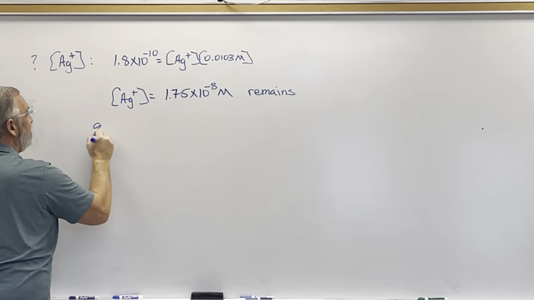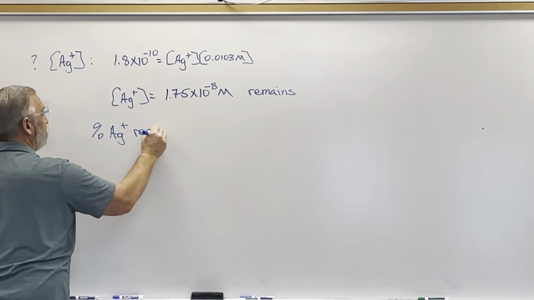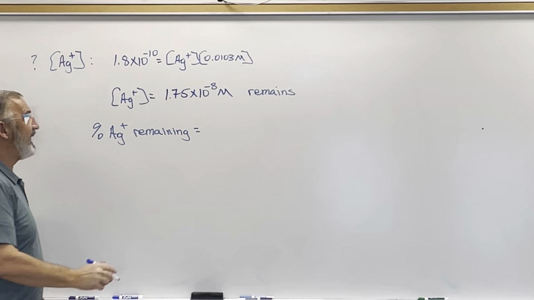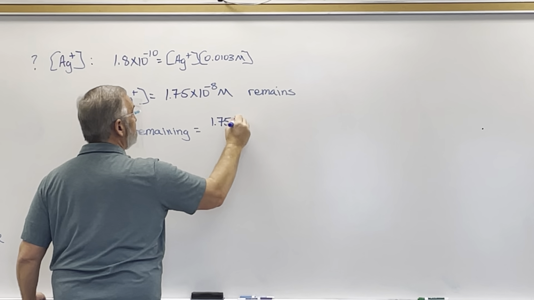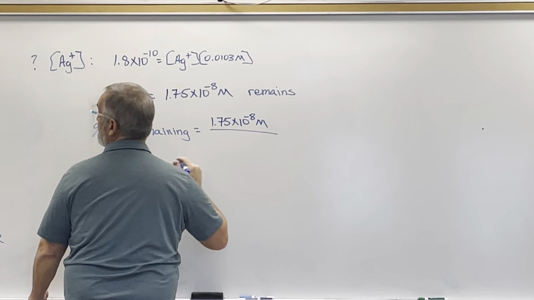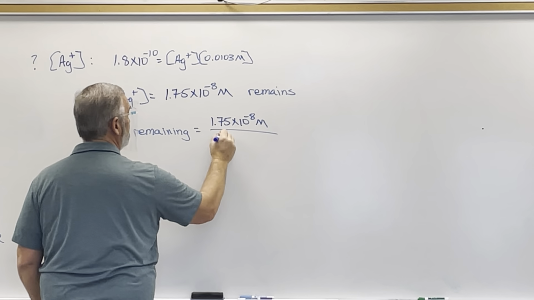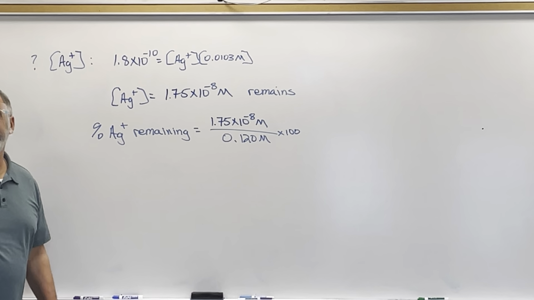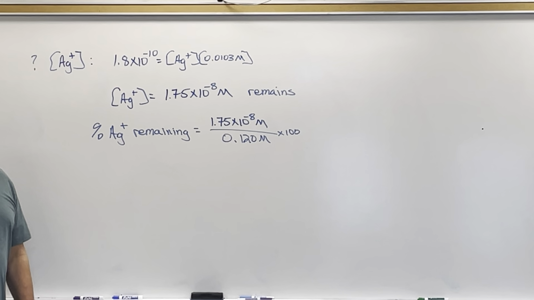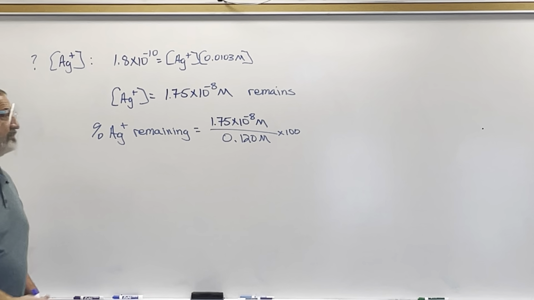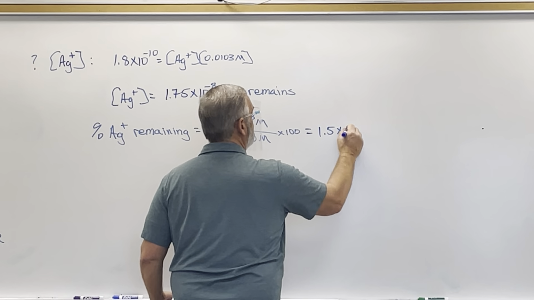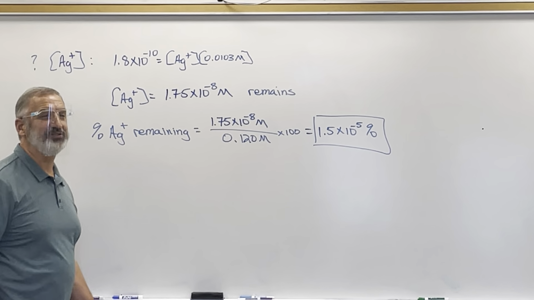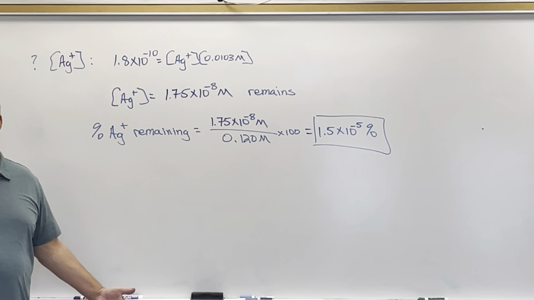Sometimes they say percent silver remaining. So how would I find just the percent remaining? The final over initial. So 1.75 times 10 to the minus 8 molar divided by what we started with, which was 0.12. So what percent is that? It's a very small percent, 1.46 times 10 to the minus 8. Okay, so that's the percent of Ag that remains in solution. Very, very small. Pretty much we precipitated all of it.